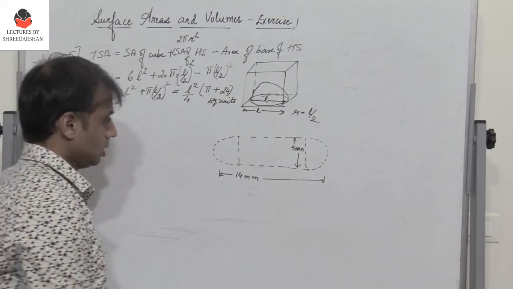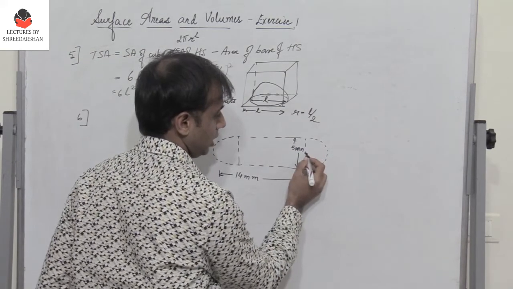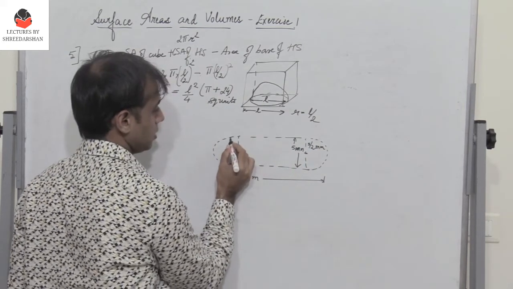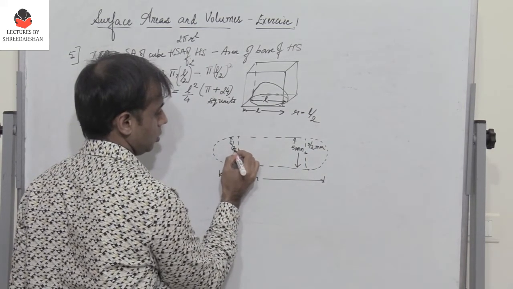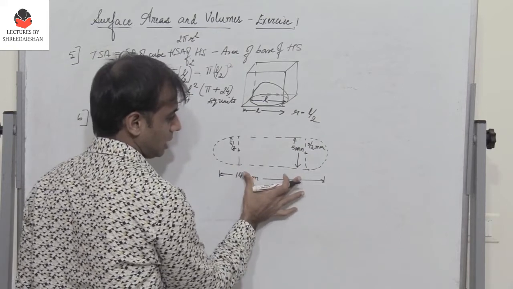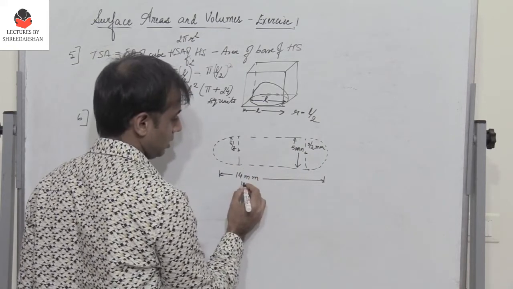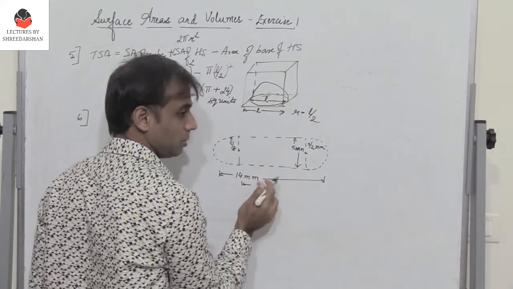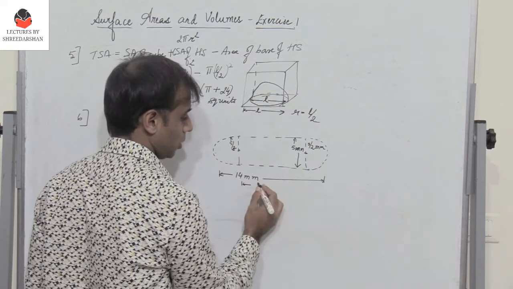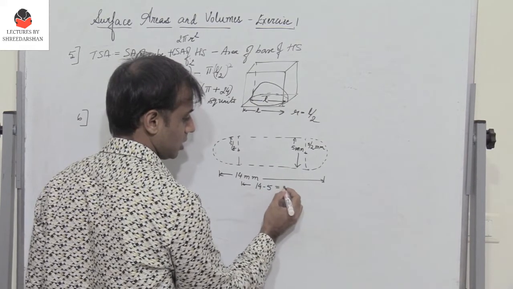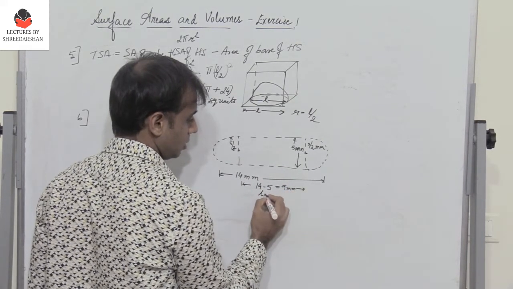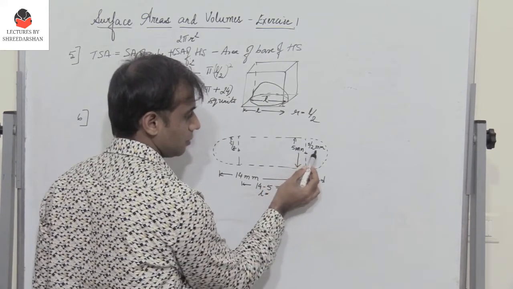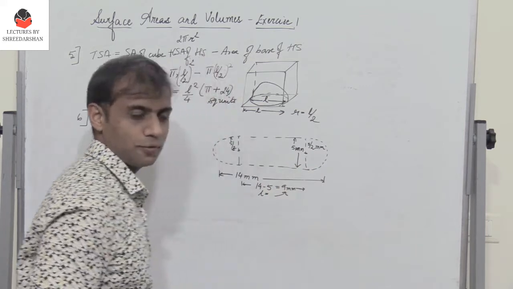So now this happens to be the diameter. So what is the radius? The radius is 5 by 2 millimeter, or it is 2.5. So what about the length here? So this is 2.5, this is 2.5. So it's 14 minus 2.5 plus 2.5. So it's 14 minus 5, which gives me 9 millimeters. So the length of the cylinder is 9 millimeters. The radius of the cylinder is 5 by 2 millimeters or 2.5 millimeters.